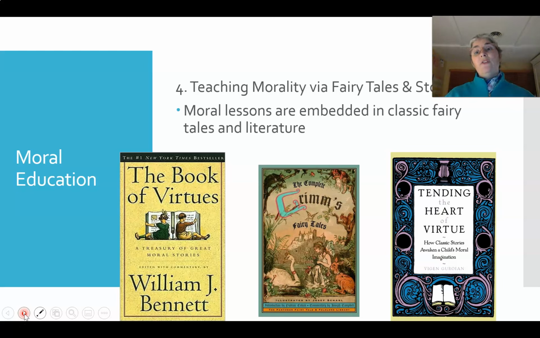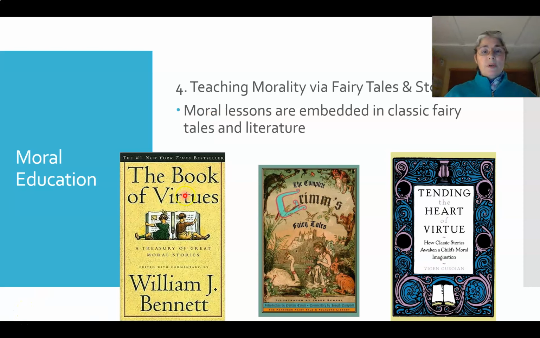Teaching morality using fairy tales and stories. So with this approach, rather than directly saying, today we're going to talk about honesty, or pulling things from the news, you look back. You look back on stories and on fairy tales, because in all of these old classic literature and classic fairy tales, there are embedded moral lessons. And so through teaching the story, through this imaginative world, you can get your students to see the moral issues and then to talk about them afterwards.